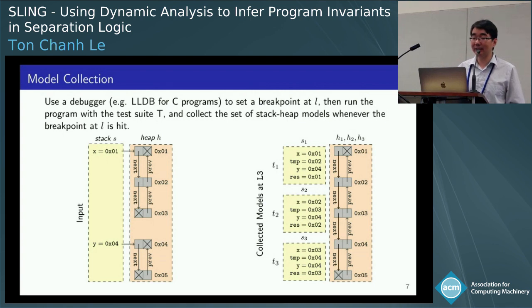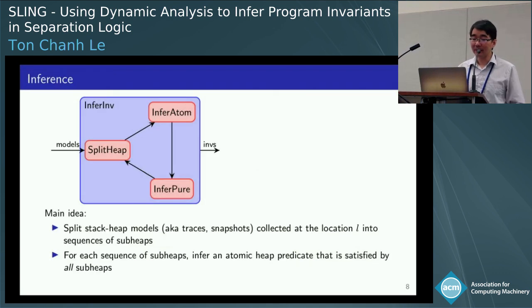Note that because concat is a recursive method, with just a single input we can observe many traces at one location. For the inference, the main idea is that we split the model, another name for the traces snapshot collected at a location L, into sequences of subheaps. For each sequence of subheaps, we infer an atomic heap bracket that is satisfied by all subheaps. This is the refinement iteration process.